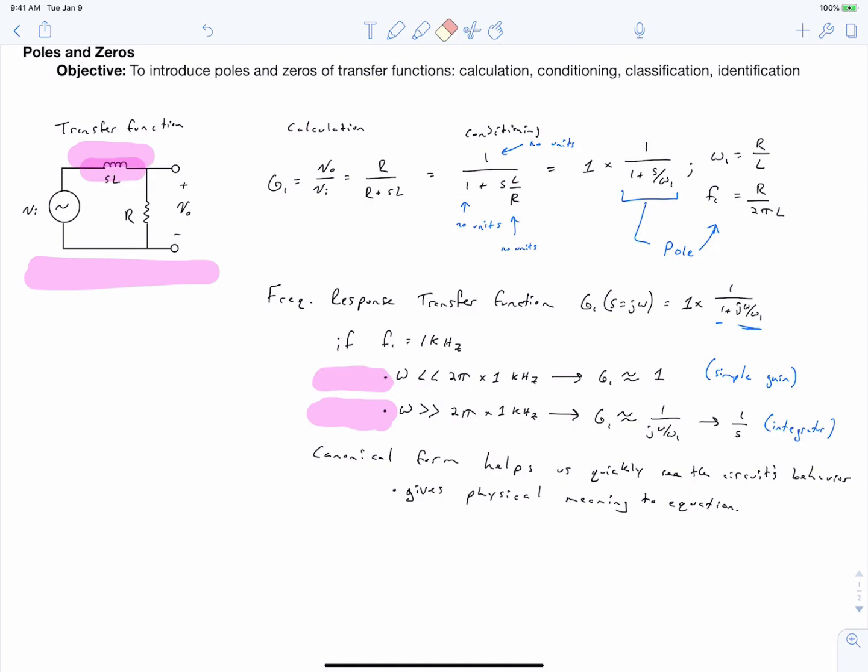And by writing it in this canonical form, we can quickly pick out where the important frequency is. We can see that that important frequency is 1 kilohertz. Below 1 kilohertz, our circuit behaves more and more like a gain, and above 1 kilohertz, our circuit behaves more and more like an integrator.